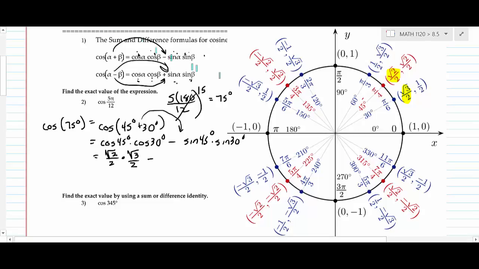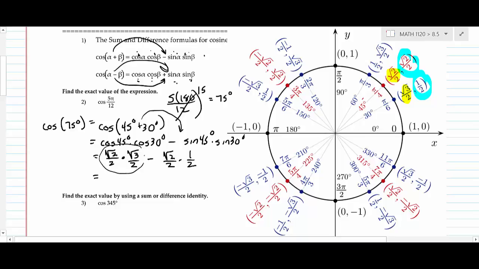Now we do the sine. The sine is the y value, right? So we just get that information from our unit circle. The sine of 45 is square root of 2 over 2. The sine of 30 is 1/2. Everybody okay with that? That's just basic unit circle stuff. That's what makes this a little easier for students, because it's getting back to repetition and things we've been doing for a while.